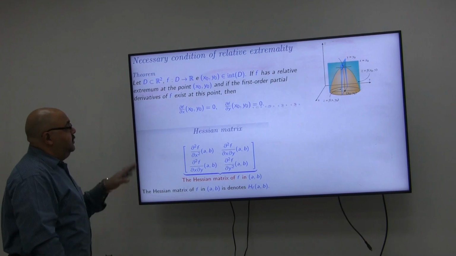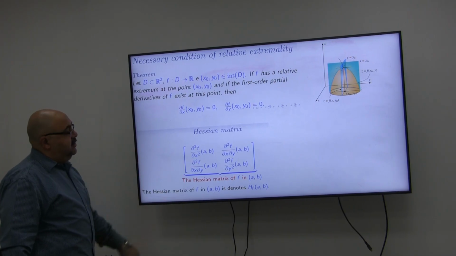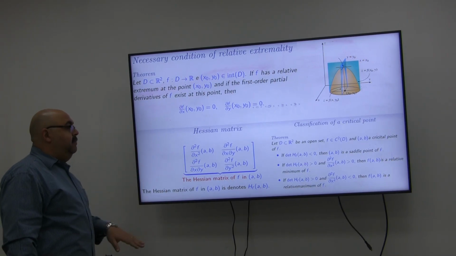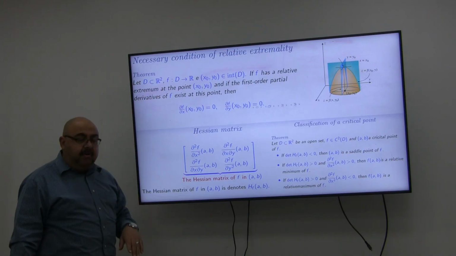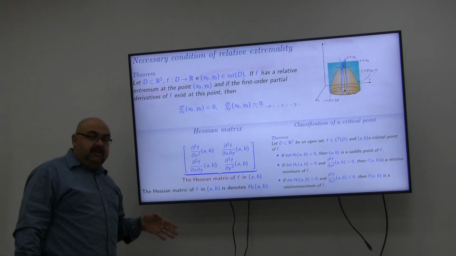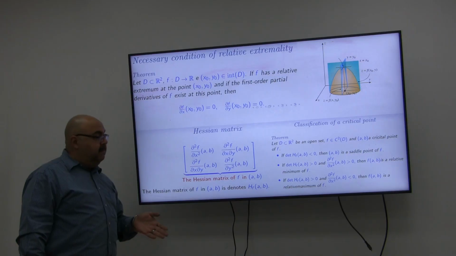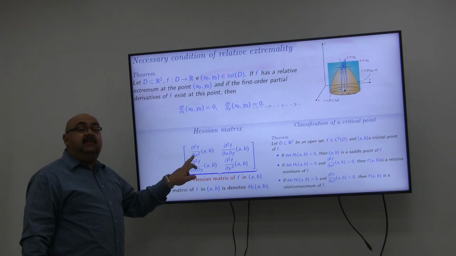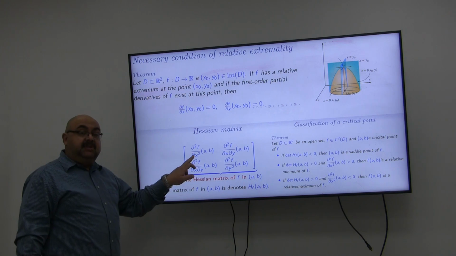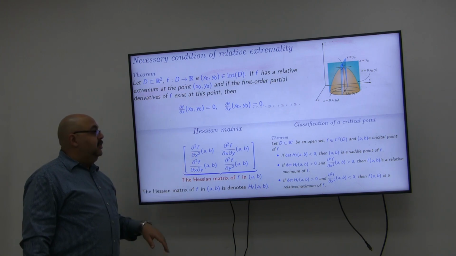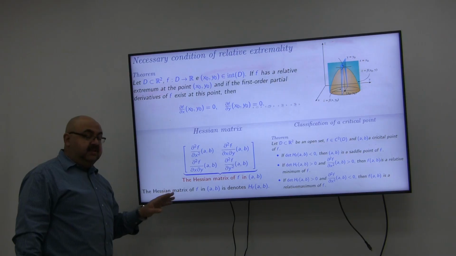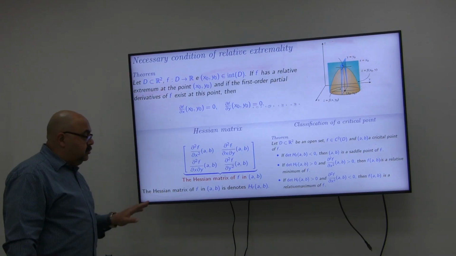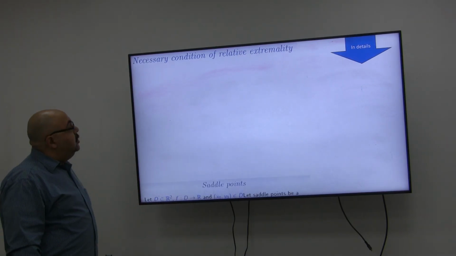Same steps: get the first derivative, put it equal to 0, get the Hessian matrix, apply them. If the determinant of the Hessian matrix is greater than 0 and the second derivative is greater than 0, you will have a minimum. If the Hessian is greater than 0 and the second derivative at your critical point is less than 0, then you will have a maximum. If the determinant of the Hessian matrix is less than 0, it's a saddle point. If it's equal to 0, then your test is inconclusive.